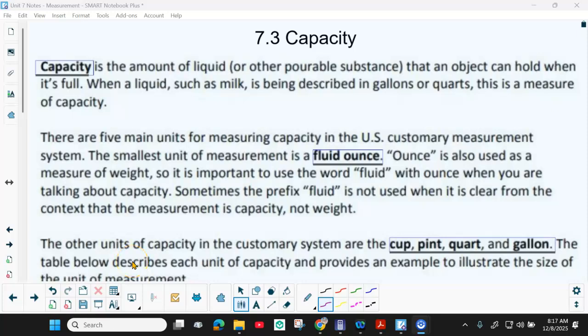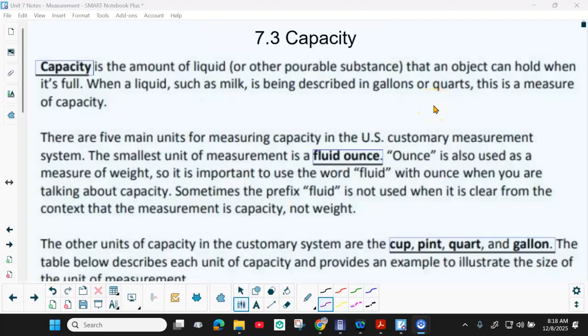All right, so we are looking at 7.3 capacity. Capacity is just another way of saying volume. Maybe this is an easier way to understand it, but it has to do with liquid or pourable substances. If we're talking about milk, gallons, quarts, that kind of thing, that's capacity.